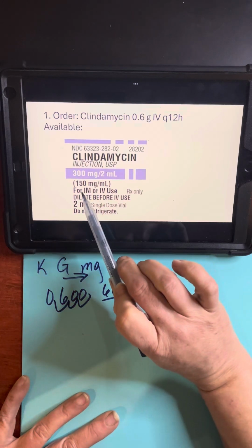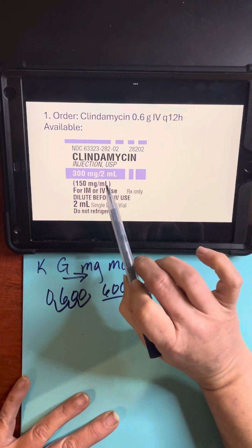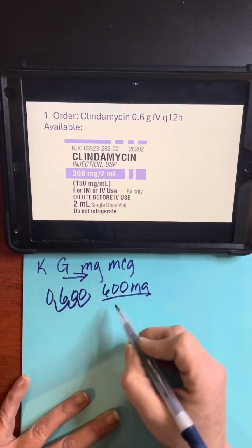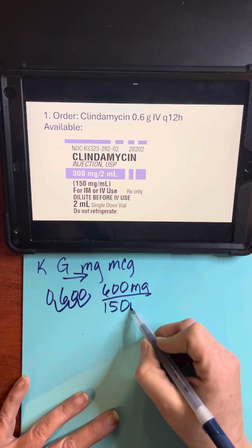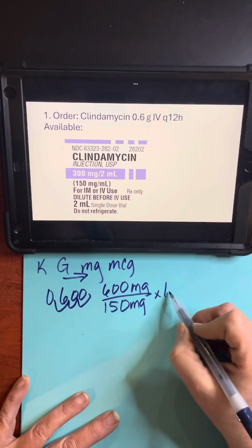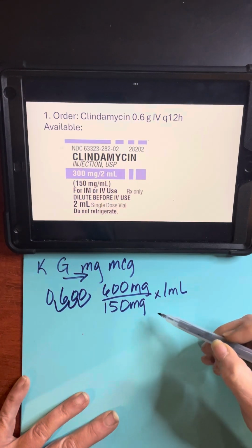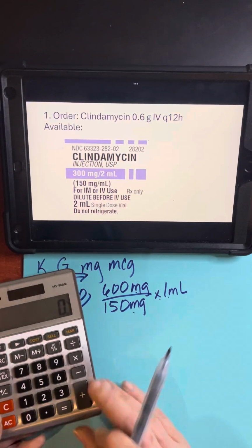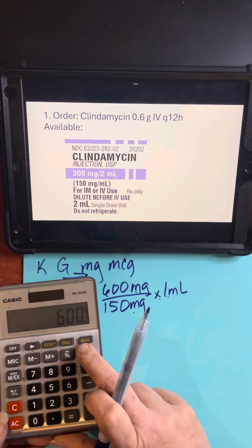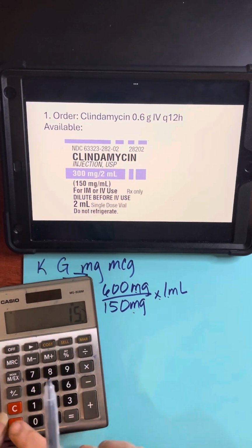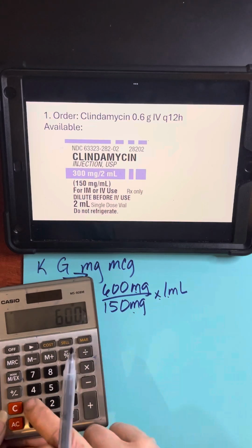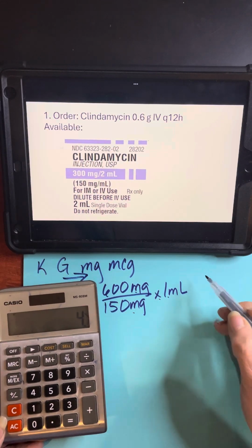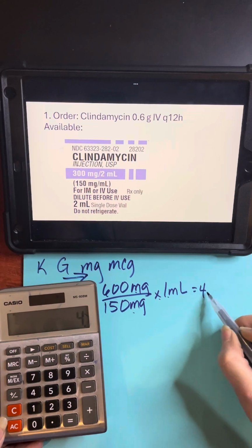What I have in my hand, you can use either one of these. It will come out to the same number. I have 150 milligrams per 1 ml. And then we're going to do the math. This divided by that times 1. So 600 divided by 150, times 1 would still equal 4 milliliters.